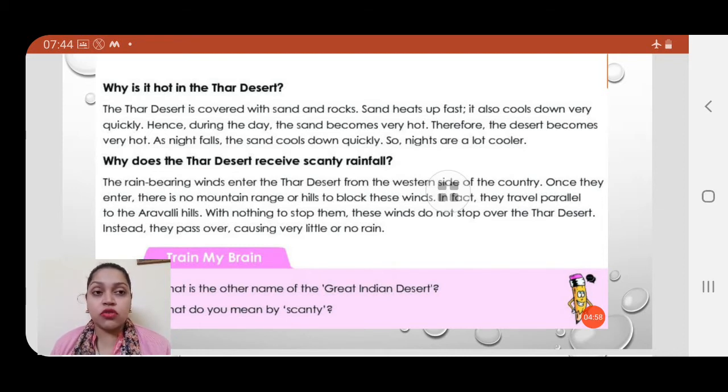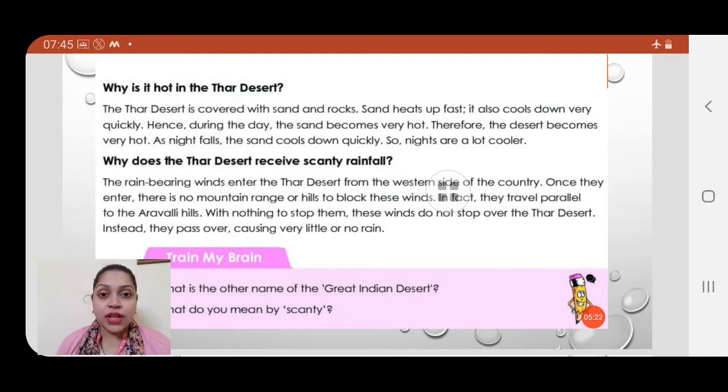These winds do not stop over the Thar Desert. Instead, they pass over, causing very little or no rainfall. Now, children, we all know rain is caused by winds which carry water vapor in them. The rain bearing winds enter the Thar Desert from the western side of the country. That means it enters from the western part of the country.